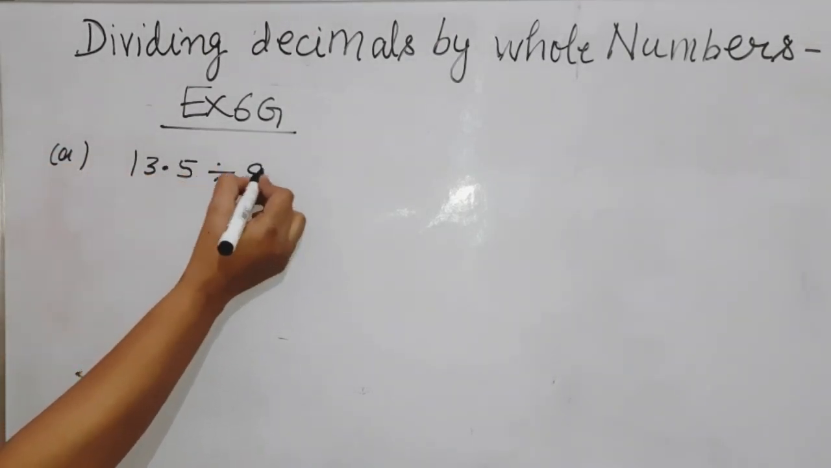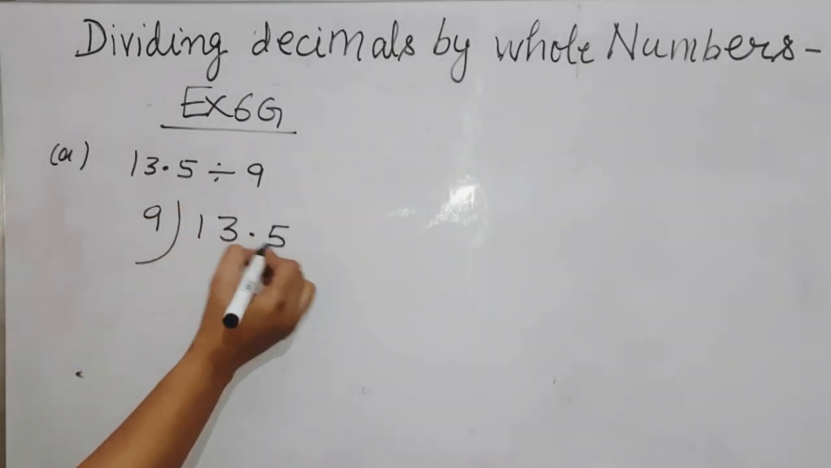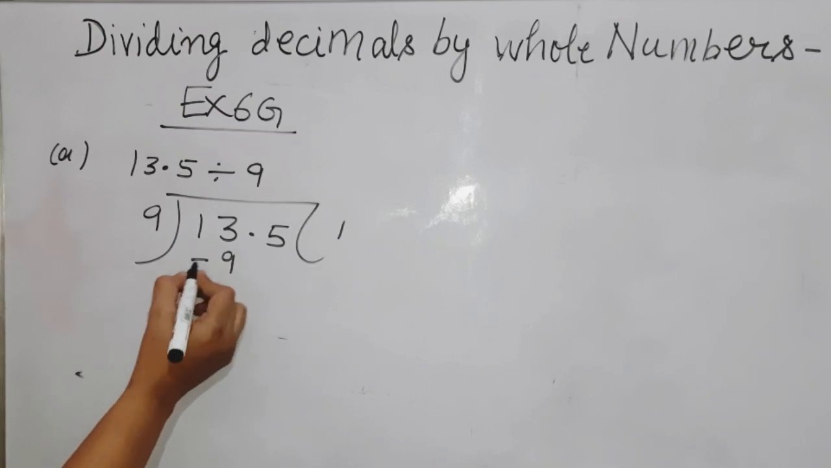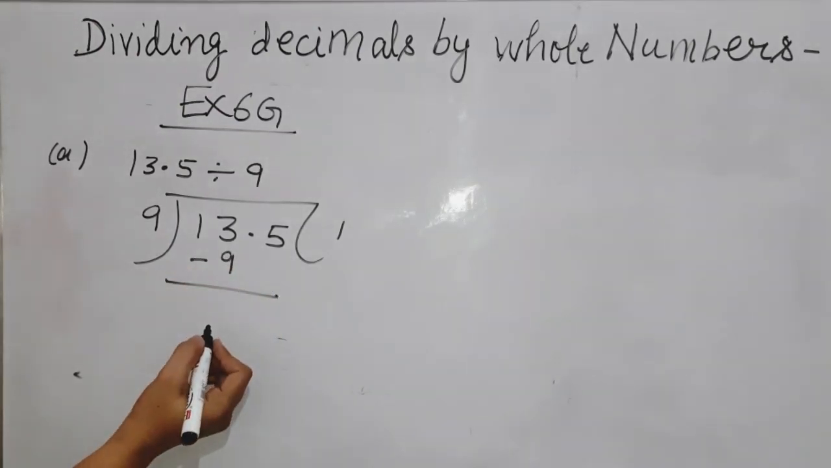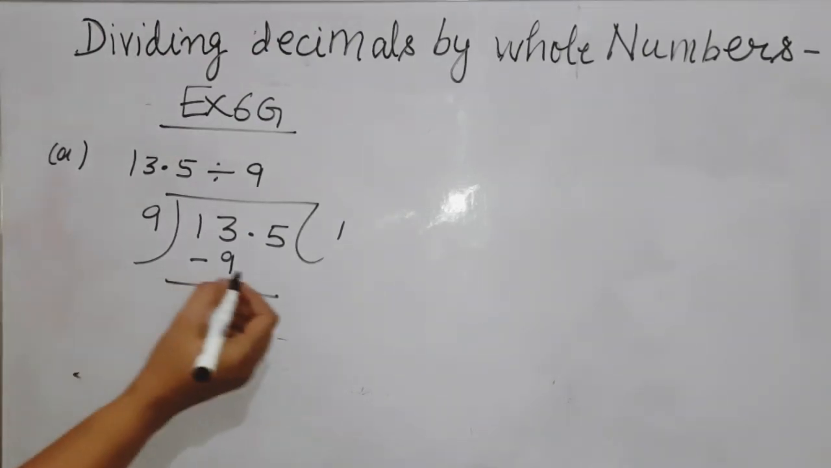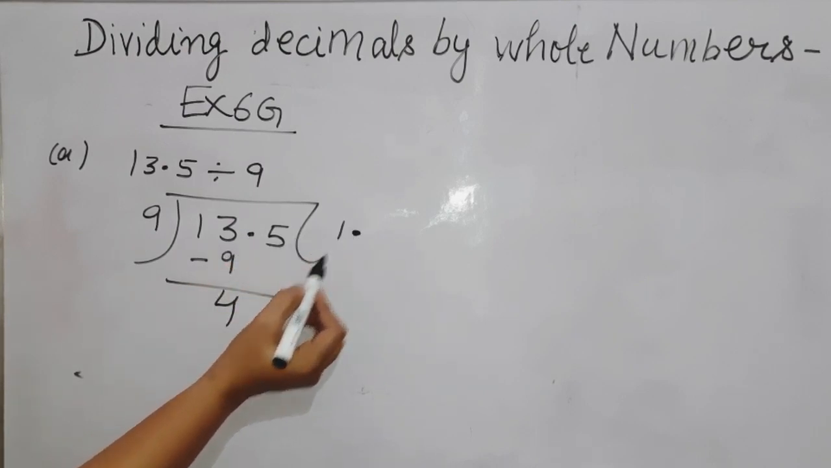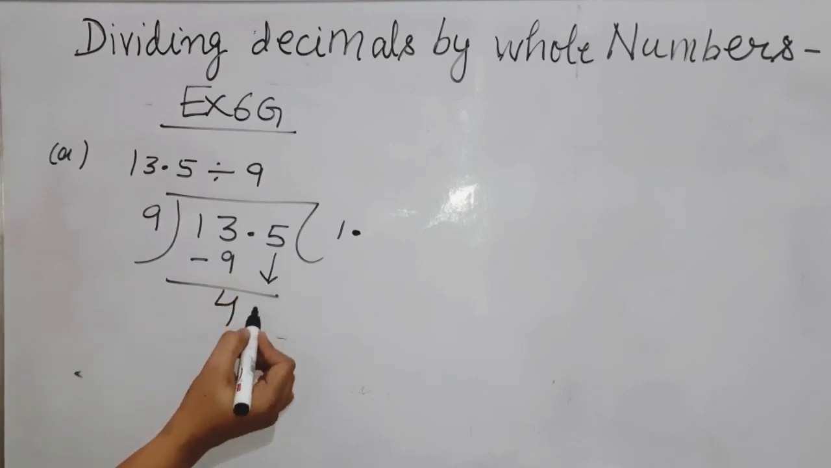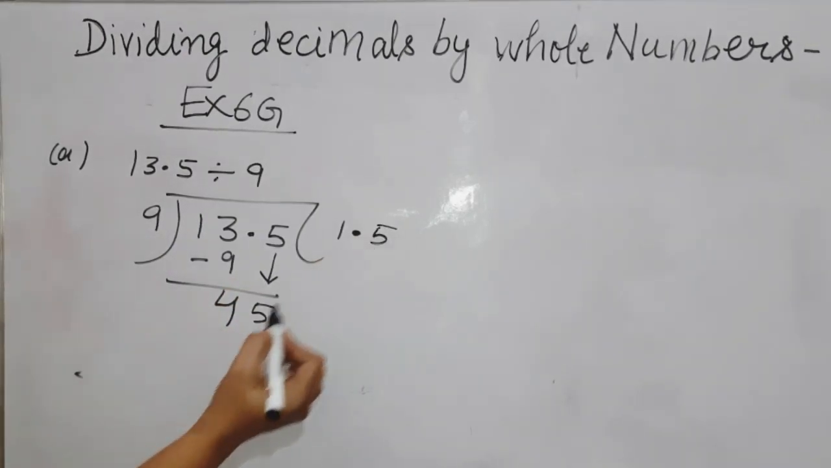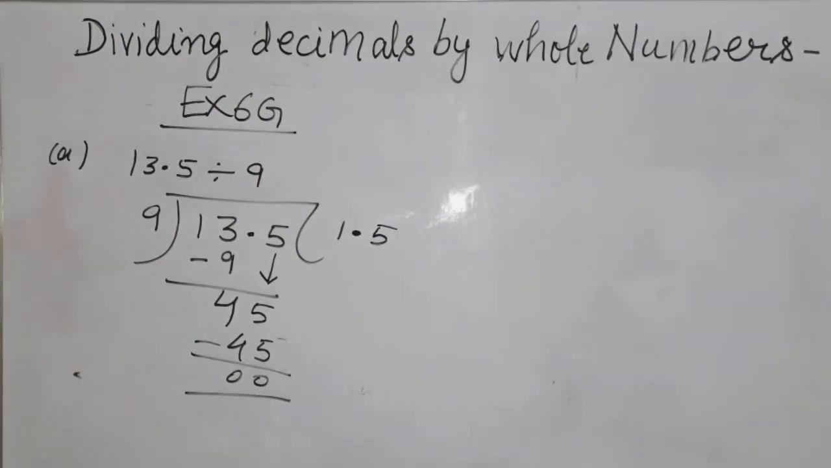The first one is 13.5 divided by 9. So we will simply follow the normal division method. 9 ones are 9. 13 minus 9 is 4. As you all can see, after 13 there is a decimal point. So place a decimal point in the quotient also. Now drop down 5. Now 9 5s are 45. So here it will be 0. Okay students.